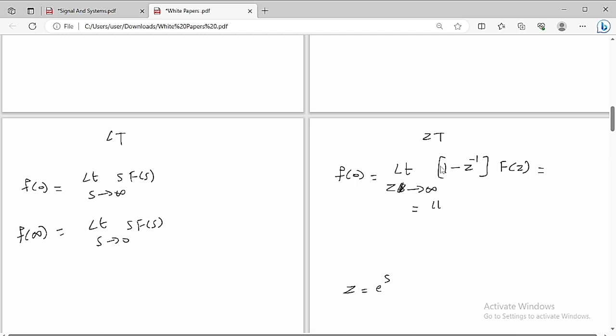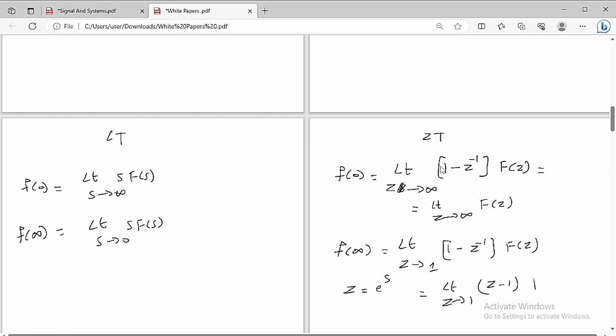This is equal to the limit as z tends to infinity of F of z, also like that. And what is f of infinity? F of infinity is equal to the limit as s tends to 0. So if we substitute s equal to 0, z is going to be equal to 1. So 1 minus z to the power of minus 1 into F of z. If we simplify, how can we write this? (z minus 1) by z, and z is equal to 1. So you can write the limit as z tends to 1 of (z minus 1) into F of z. In different ways we can write. So from this we can get the initial value as well as the final value.